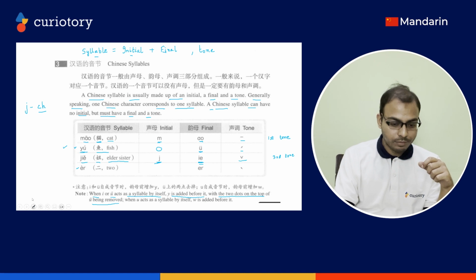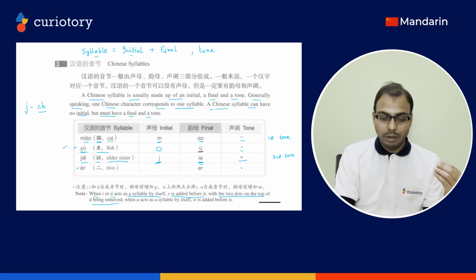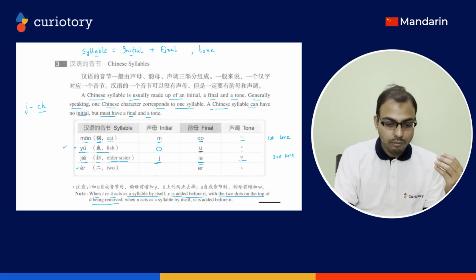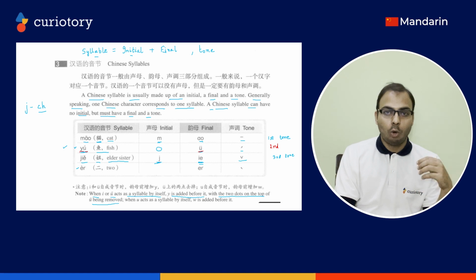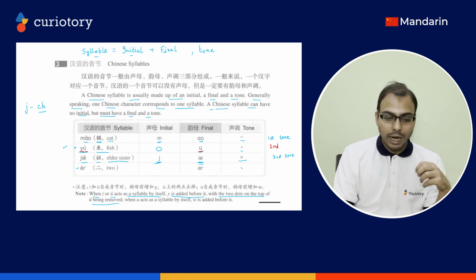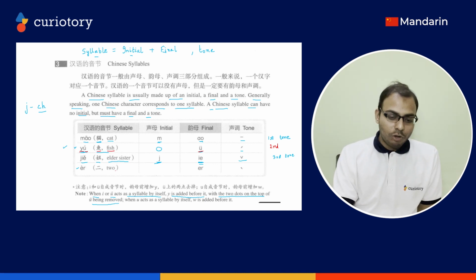Once again, what is it saying? It's saying that when U with a double dot acts as a syllable by itself, when there is no initial, we add Y before it, and we omit the two dots above U and replace it with the tone mark. What is the tone mark in this case? Second tone. So how to say U with a double dot? And how to say it in the second tone? What does it mean? It means fish, and the character is this. By regular practice you will be able to speak the different syllables of Chinese.